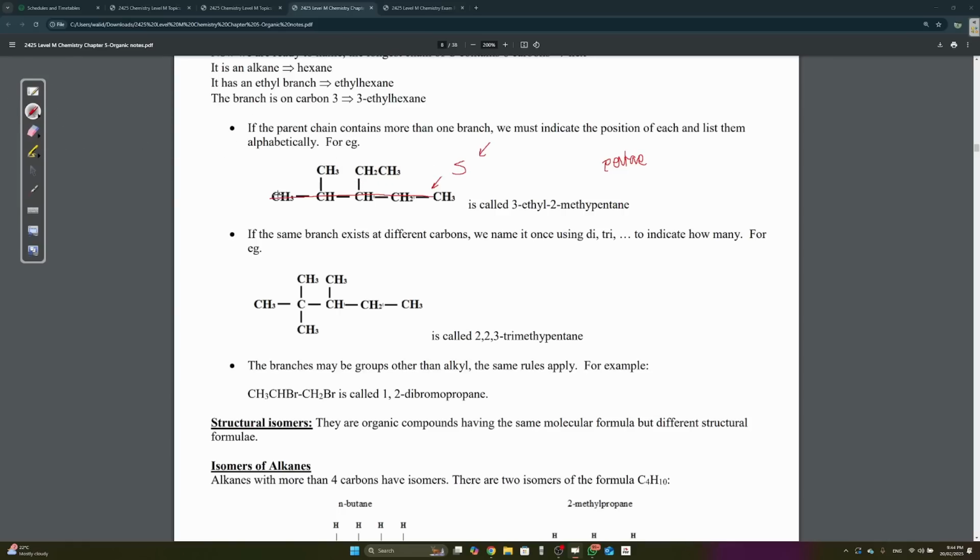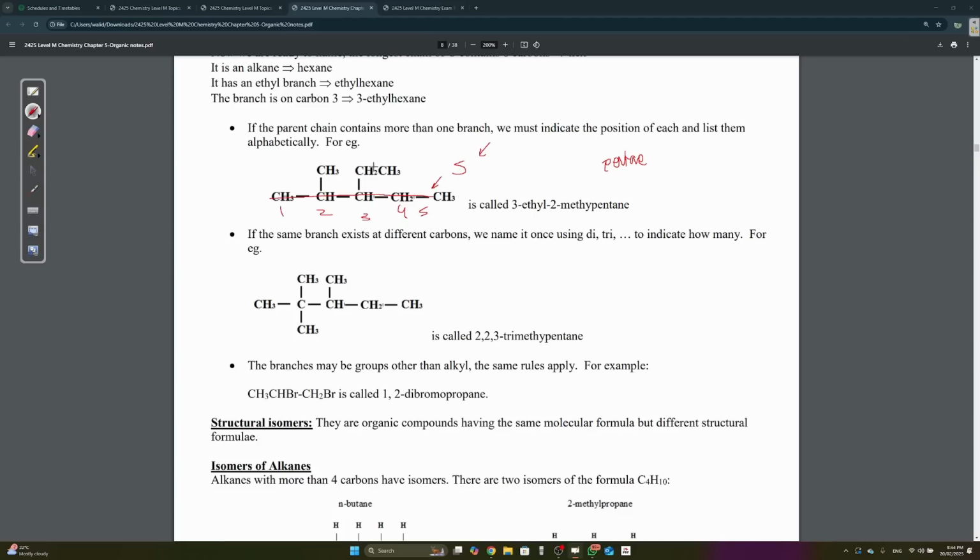So let's take a look. We said we start counting to see what number carbon it's on. 1, 2, 3, 4, 5. If you count from the left, you get 2 here, and here's the 3rd carbon. Now let's start counting from the right. I told you you must always check from the right as well. 1, 2, 3, 4, 5. So obviously we favor the smaller one, so we're going to count from the left.